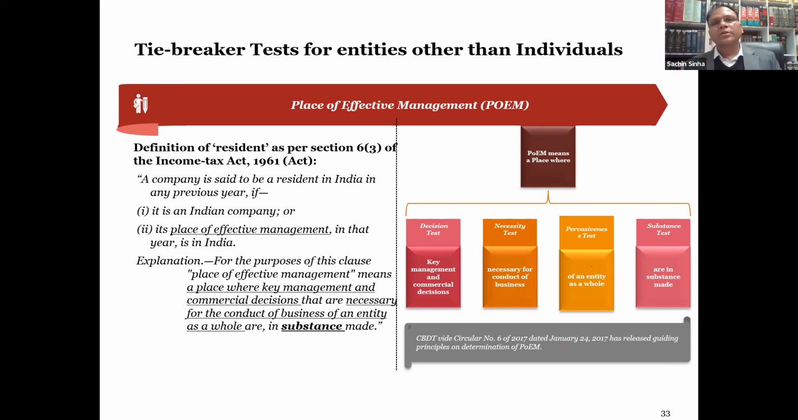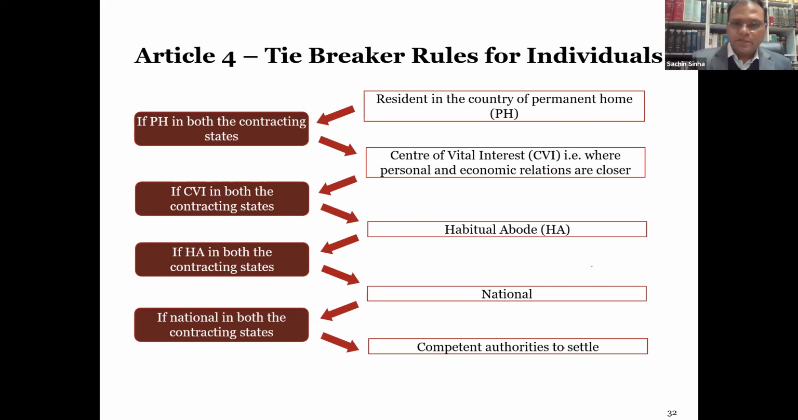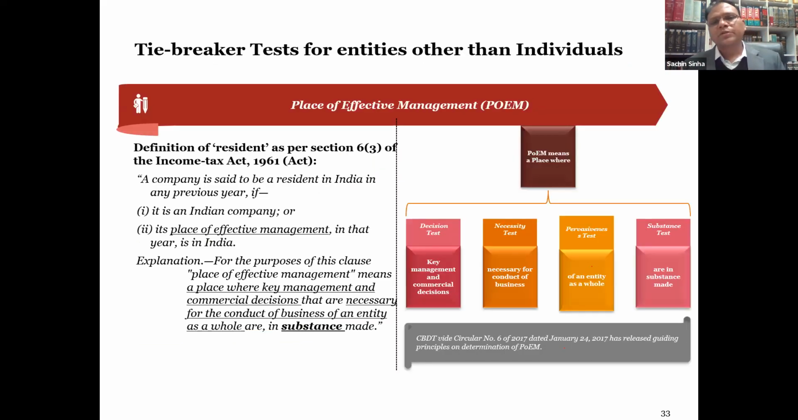So the tiebreaker rule in case of other than individual: in case of individual we discussed this watered down approach, but in other than individual, the place of management is the key. If the place of effective management is in a particular country, then it is a resident of that country, so it is basically tested this way: where is the place of effective management.